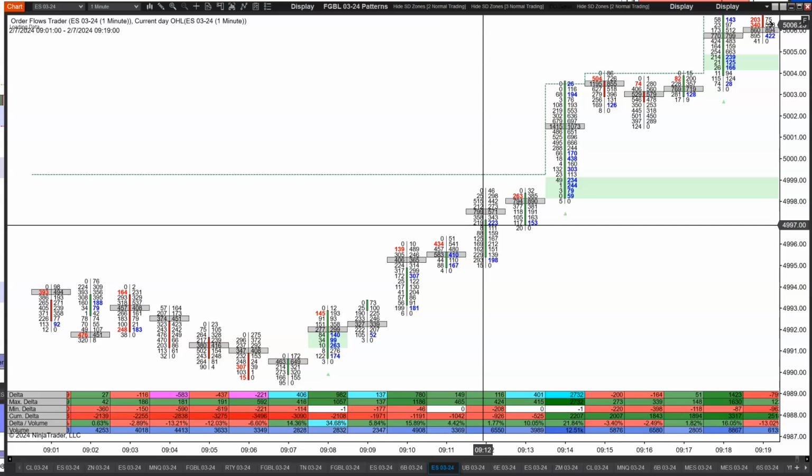It's not just the aggressive buying. You need strong bidding on a market moving up. If the market was moving down, you would need obviously aggressive selling, which would be evident through selling imbalances, stacked selling imbalances, negative delta. But then you're going to want to see supply coming into the market in the form of big offers to keep the market from going up.